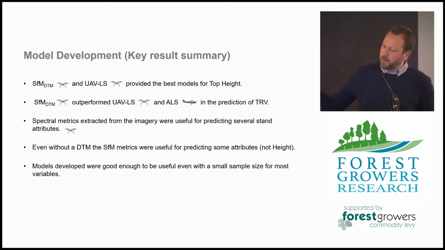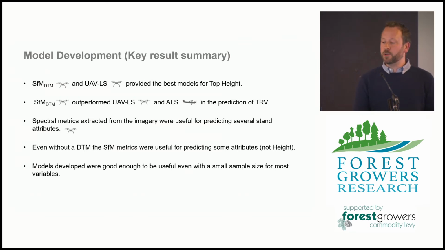We found that the structure from motion, so the image-based point clouds, once normalized with a digital terrain model, and the UAV laser scanning provided the best possible models for stand height that we could generate. So we believe that's because the very, very high resolution data that you get from a UAV is more capable of resolving the tops of the trees than our conventional LiDAR data set. We found that the structure from motion DTM outperformed the UAV laser scanning and the conventional laser scanning from LiDAR from the aircraft in the prediction of volume.